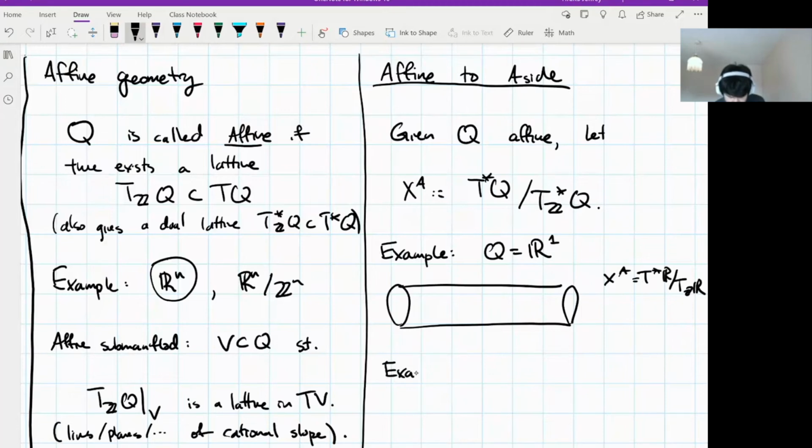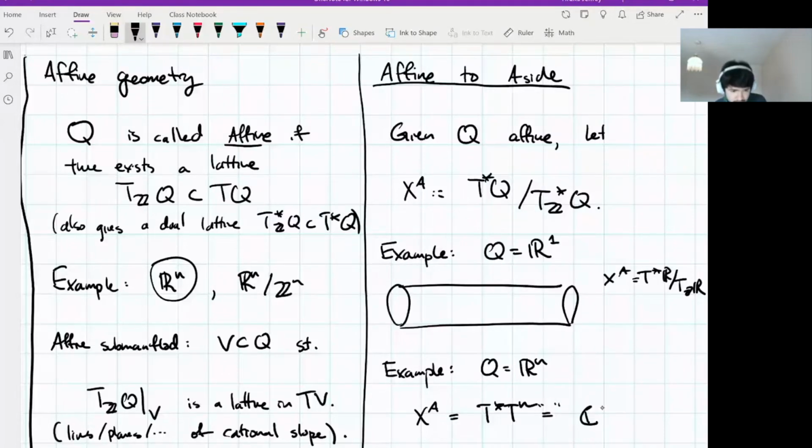More generally, if I take Q equal to R^n, then X_A is really equal to the cotangent bundle of T^n. But maybe another way of thinking about this is that it looks like a space like (C*)^n. It looks like the algebraic torus, where the argument directions give you the directions of the cotangent fiber, and the real radial coordinate gives you the directions in Q.